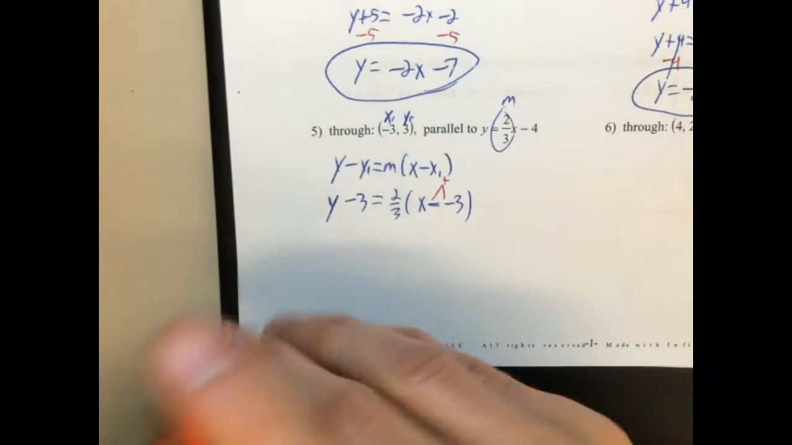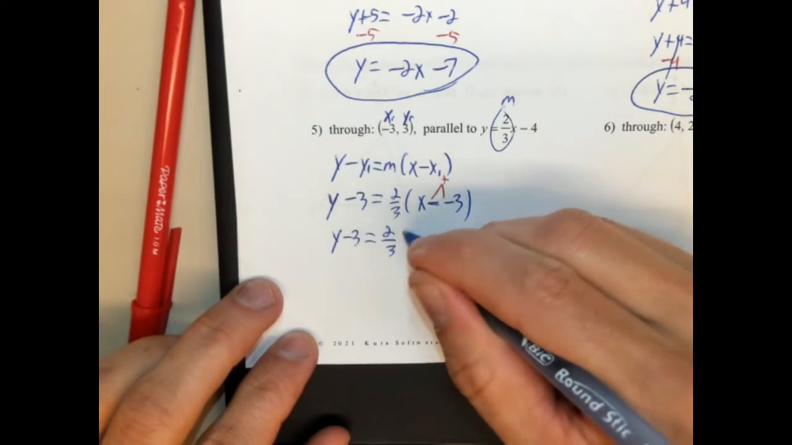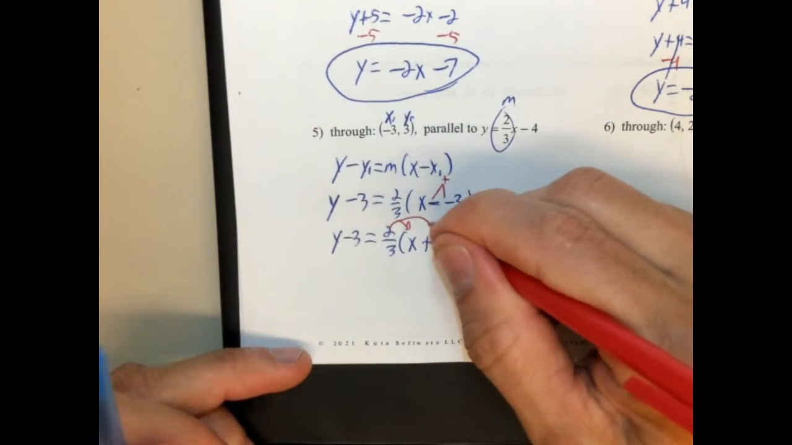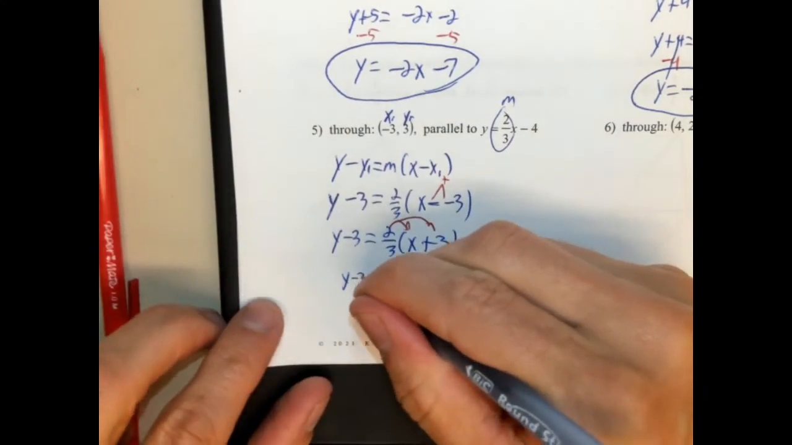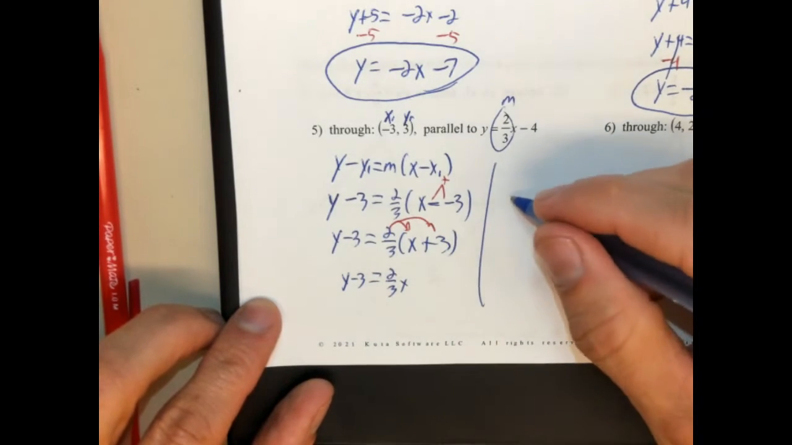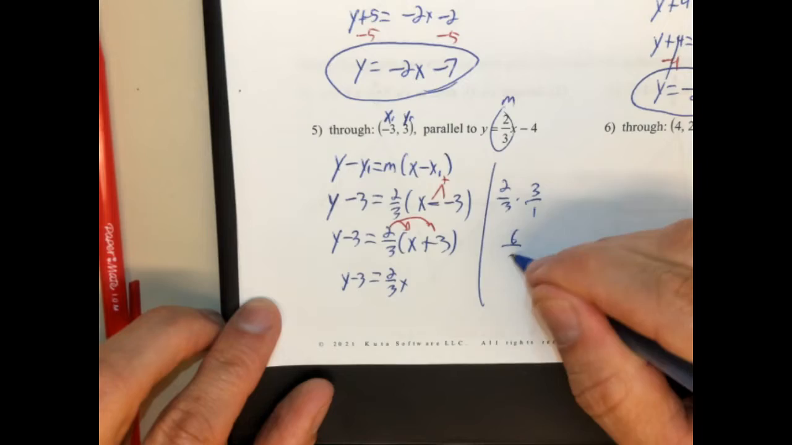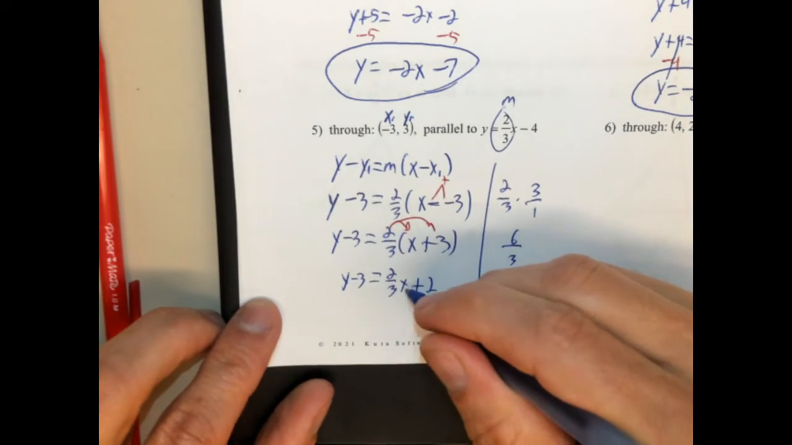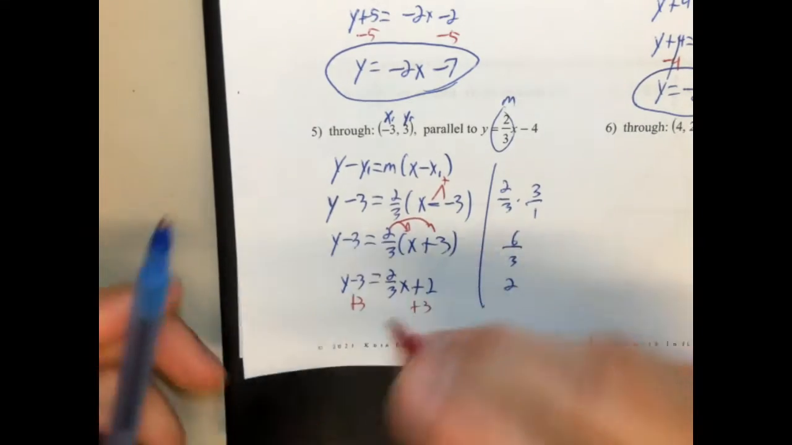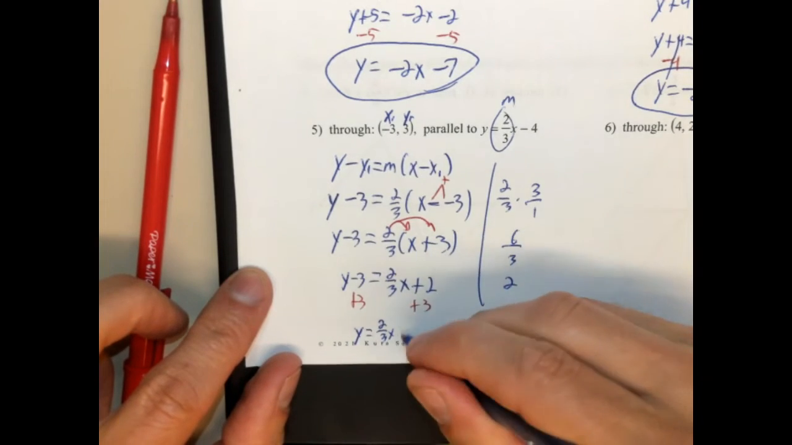I'm going to change that to a positive, connect that to a plus sign, but not yet. Y minus 3 equals 2/3 x. Now this becomes plus 3. We now need to distribute this 2/3. So y minus 3 equals 2/3 x. So 2/3 times 3, I'm going to write this on the side here. So 2/3 times 3, well 3 is really 3 over 1. This becomes 6 over 3, this becomes 2. So plus 2. And we're going to add 3 to both sides. We're almost out of room, but I think I can squeeze it in here. Y equals 2/3 x plus 5.